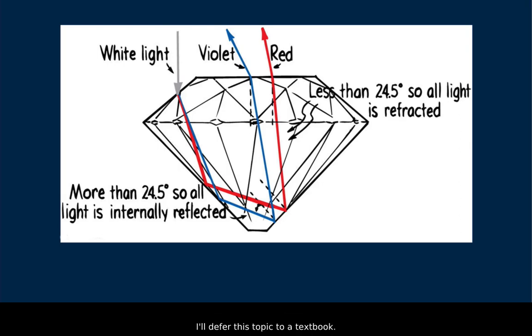I'll defer this topic to your textbook. What's important here is that the different colored rays emerge well separated. A violet ray that reaches your eye is displaced from a red one. So if you see a sparkle of violet, you won't see a red sparkle unless there's movement between the eye and the diamond.